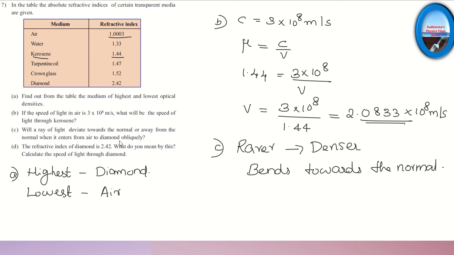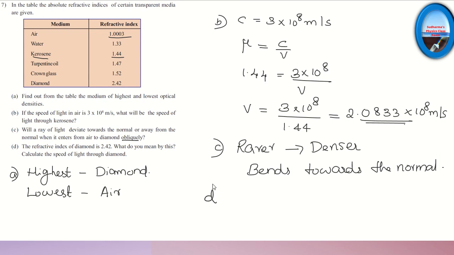Now, you will be wondering what do you mean by this oblique incidence at an angle which is less than 90 degree. Because if it is incident perpendicular to the surface, what happens? It passes without any deviation, right? We won't be able to see the bending of light. It just transmits the light if it is normal incidence. Okay, so here when light travels from air to diamond, it is traveling from rarer to denser medium, so it will be bending towards the normal.